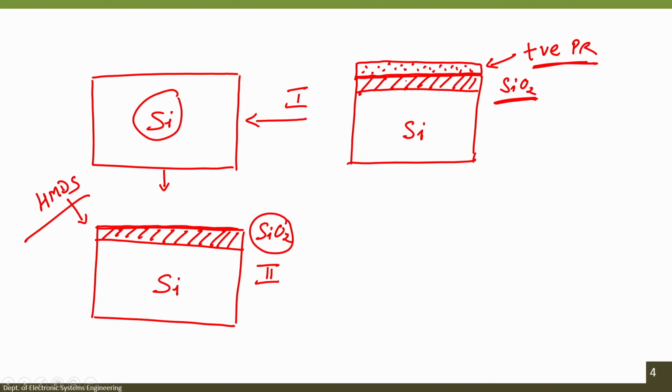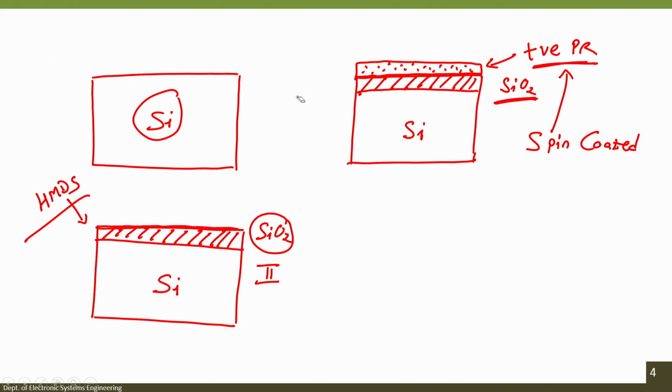After that, a positive photoresist is spin coated. We perform spin coating of positive photoresist so that we have the photoresist on the silicon dioxide wafer. Now, the next step would be to load the mask on this positive photoresist. But before we load a mask, there is one more step. So, let us understand again.